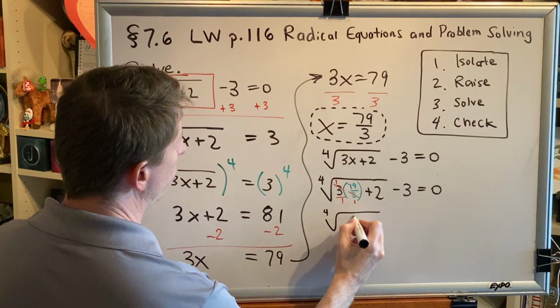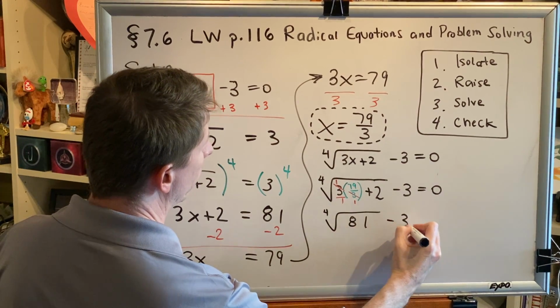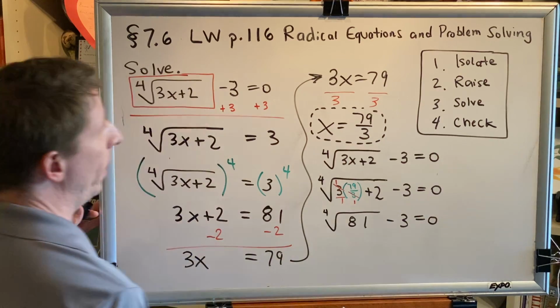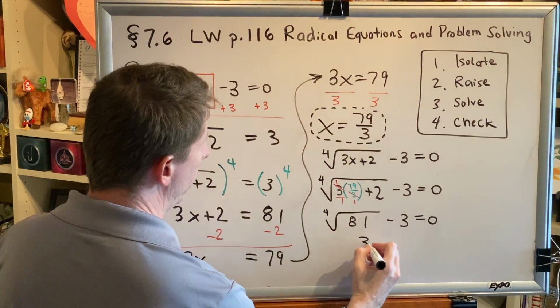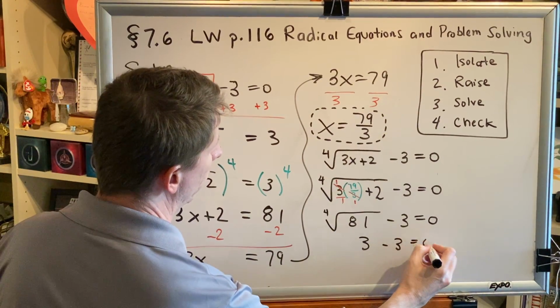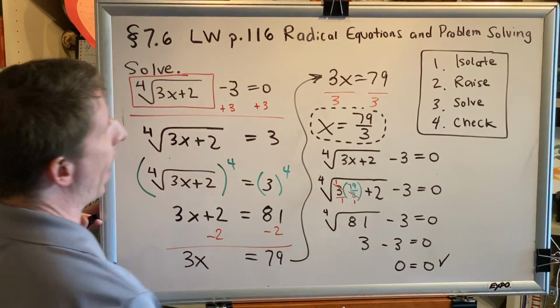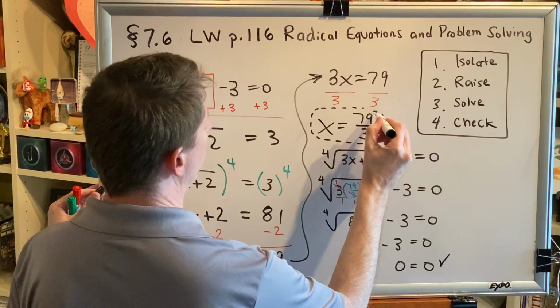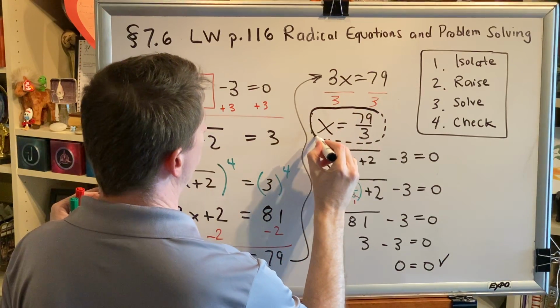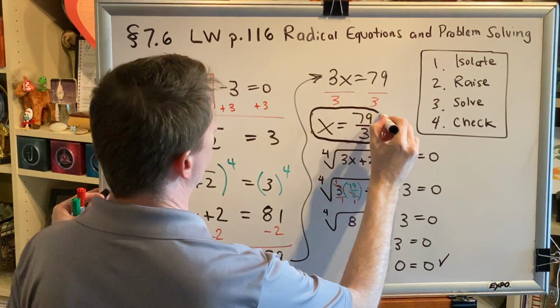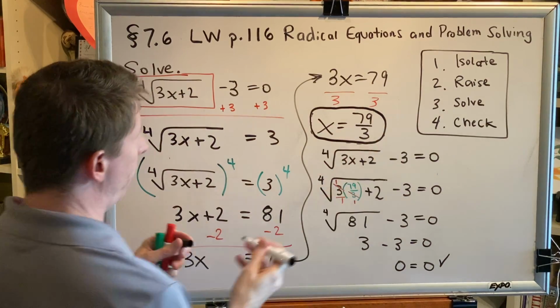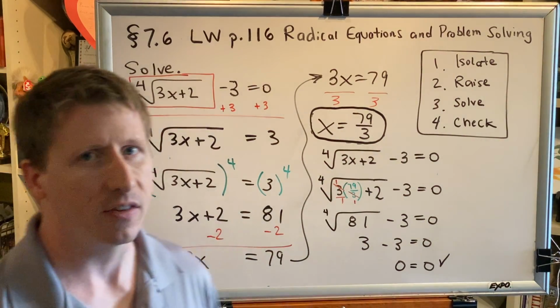And then when you add 2, you get 81. All right, the fourth root of 81 is 3. And 3 minus 3 is 0. So the left side and the right side match, which means our answer is correct. So we can go back and turn this dashed shape into a solid shape. And our answer to this problem is x equals 79 thirds.